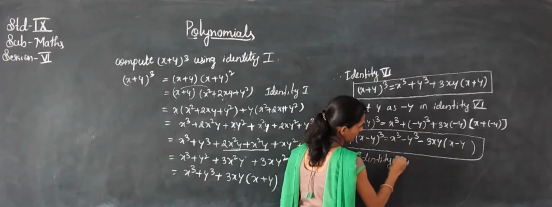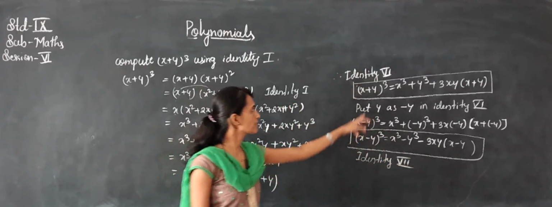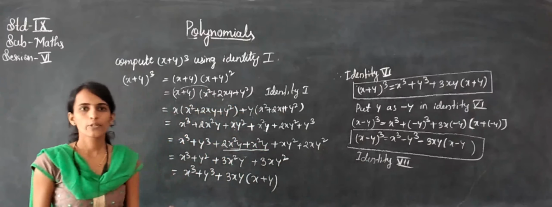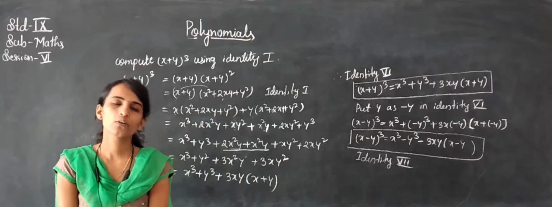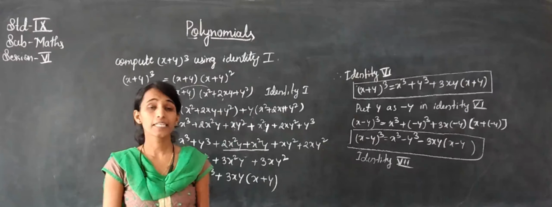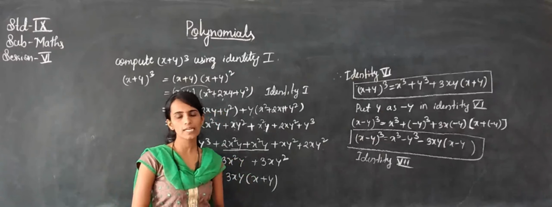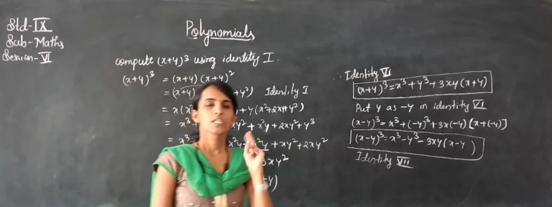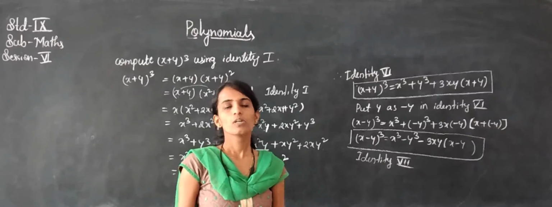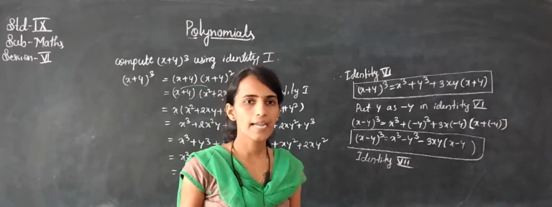So this is the 7th identity. This is the 6th identity and this is the 7th identity. Only the plus and minus are interchanged, everything else is the same here. (x + y)³ equals x³ + y³ + 3xy(x + y). Like that, (x − y)³ equals x³ − y³ − 3xy(x − y). These are the two more identities we have converted from second degree to third degree. So now we solve examples on these identities.